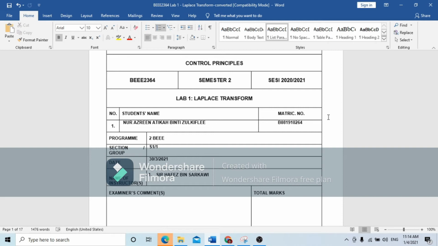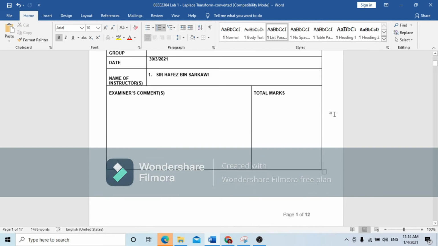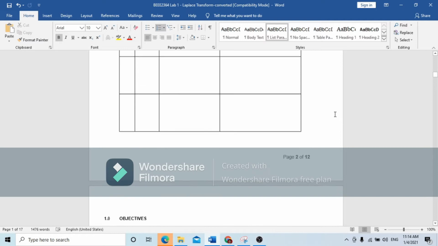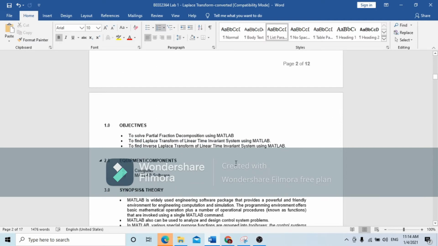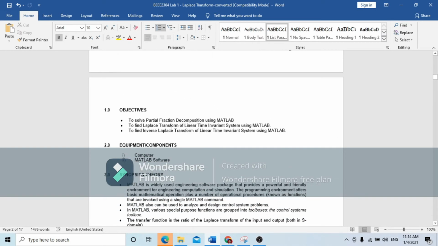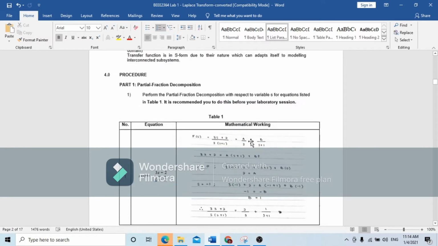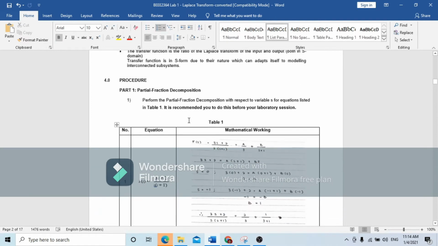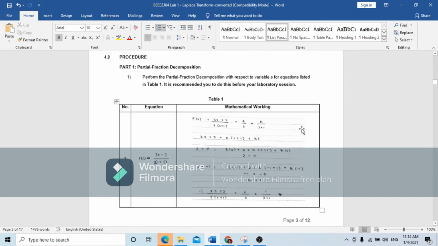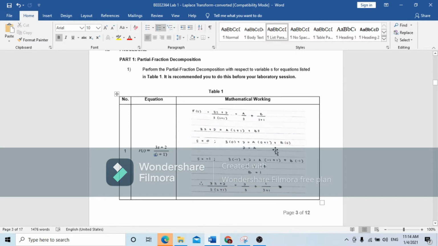Control principle, lab 1, which is Laplace transform. There are 3 parts: partial fraction decomposition, Laplace transform of a linear time invariant system, and inverse Laplace transform of a linear time invariant system. So for part 1, partial fraction decomposition, here is the mathematical working.